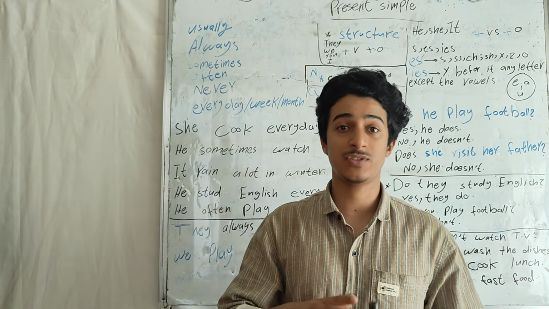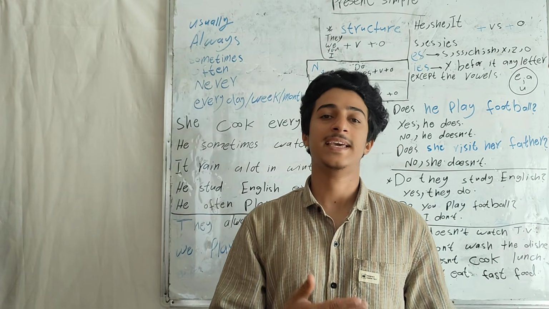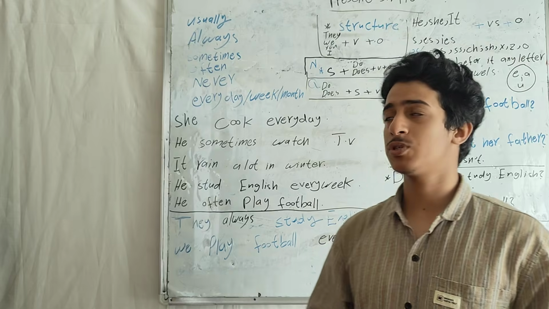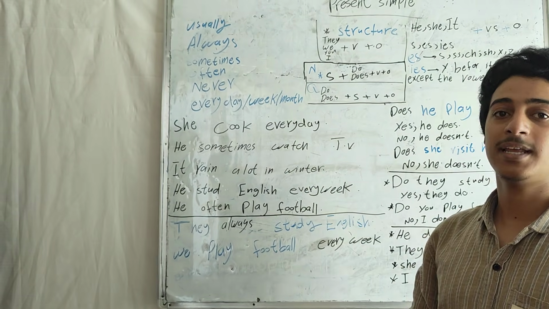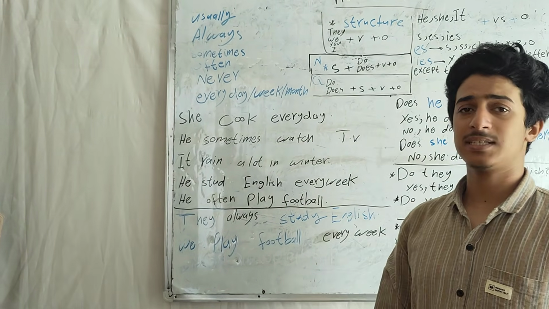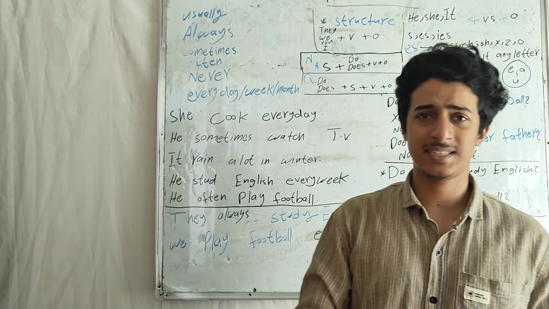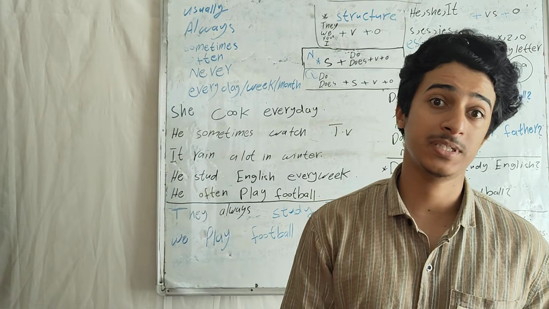So guys, here we have some words. If we see those words, you will know directly we are in the present simple. Okay, those words are usually, always, sometimes, often, never, every week, every day, every month. So guys, if we see one of those words in the sentence or in the conversation, we will know directly we are talking about present simple.